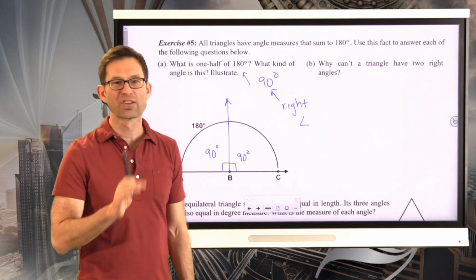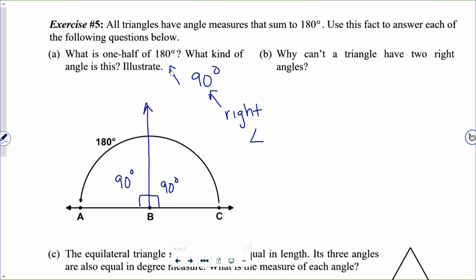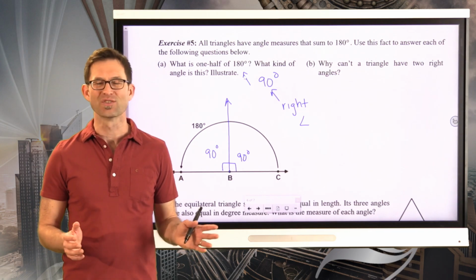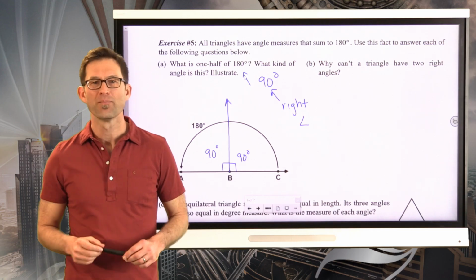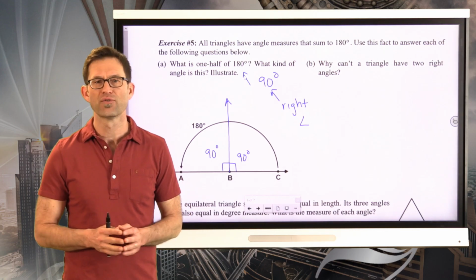Now for the part that actually relates to triangles, letter B. Why can't a triangle have two right angles? Oh, this is a nice question. Pause the video now and see if you can figure out why a triangle could never have two right angles.